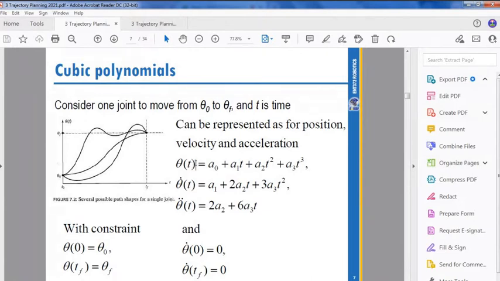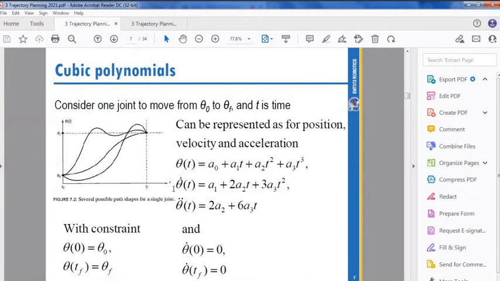So you differentiate the main equation. A0 is cancelled. A1 T becomes A1. T power of 2 becomes 2A2 multiplied by T. T power of 3: 3 comes to the front, so 3A3 T power of 2, because 3 minus 1 is 2. So you get the velocity equation.